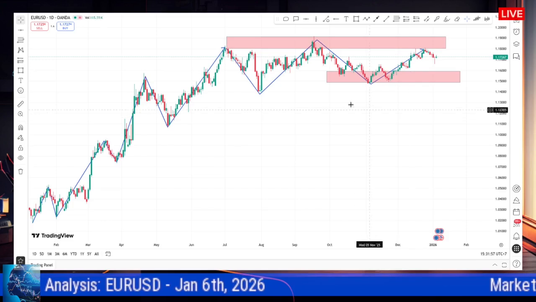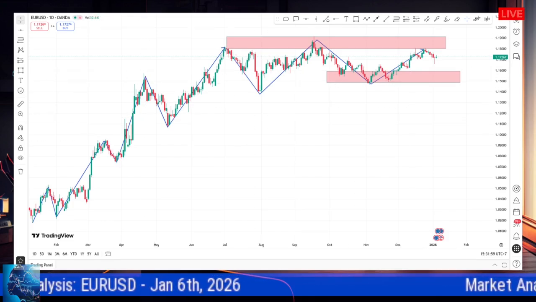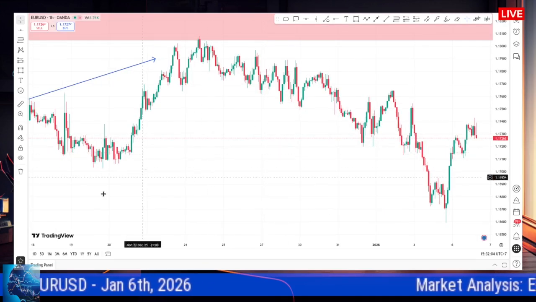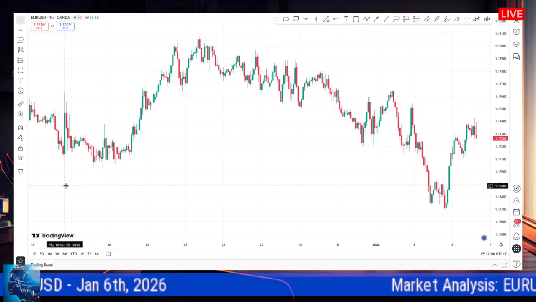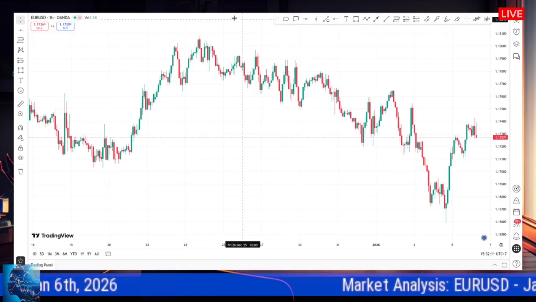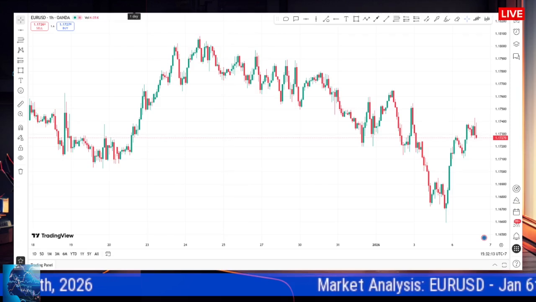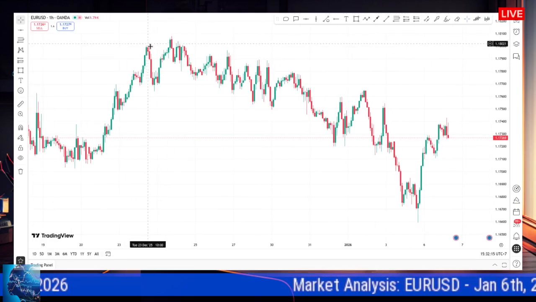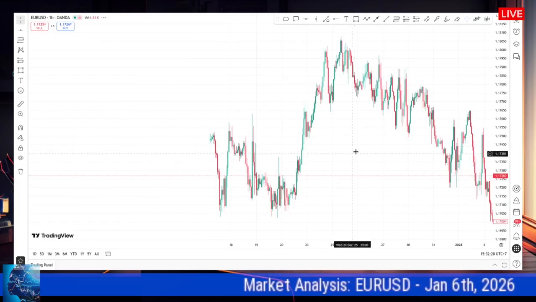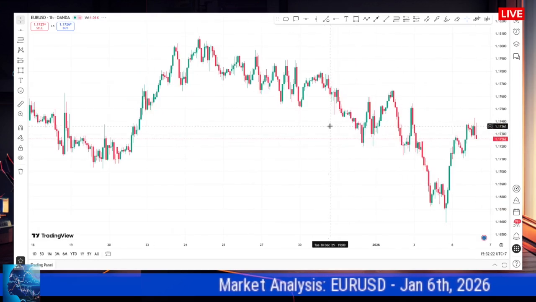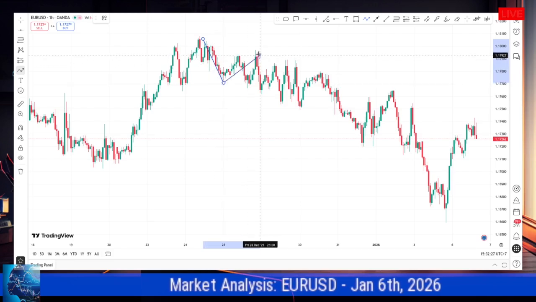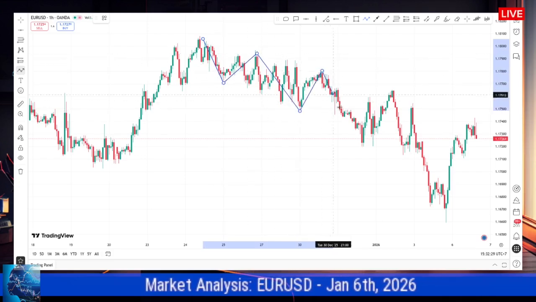Now let's drill down into the 1 hour time frame to add detail to our daily price action analysis. On the higher time frame, we already identified EURUSD in a range environment, and the 1 hour chart helps us see how price behaves inside the range. Notice how price recently formed a series of lower highs and lower lows. This confirms short-term bearish structure aligned with the daily consolidation phase.